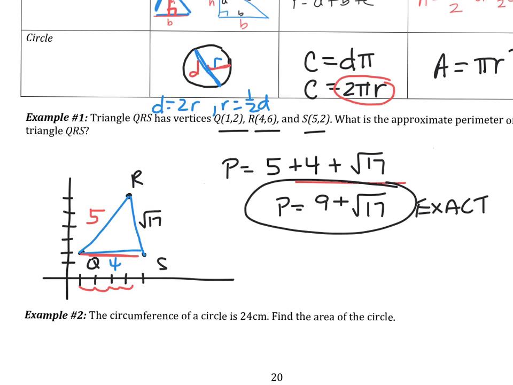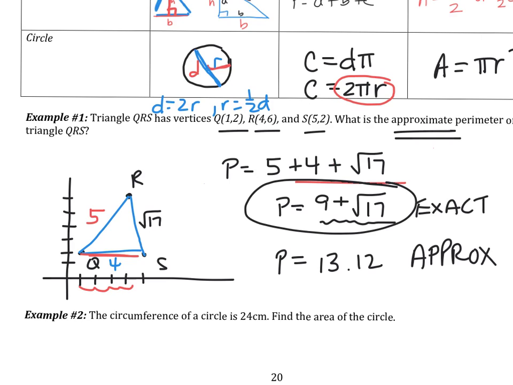Okay? Now it's asking us to find the approximate. So now what that means is they want you to type in 9 plus the square root of 17 on the calculator. Can someone do that? You got 13.123, so we'll go 1, 2, okay, and a few more numbers. All right. So when you round, you are finding the approximate.